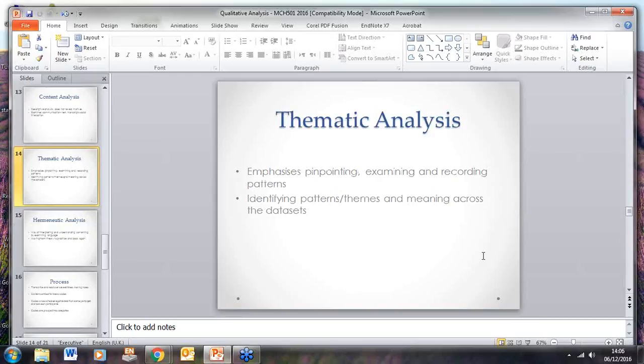So meaning across different data sets I've put there, and it emphasizes pinpointing, examining and recording patterns. So if you're looking at a particular set of interview transcripts, you might be looking for particular themes or narratives that reoccur, that might explain behavior or explain the way somebody feels or explain something. And this is what I want you to do in your research.